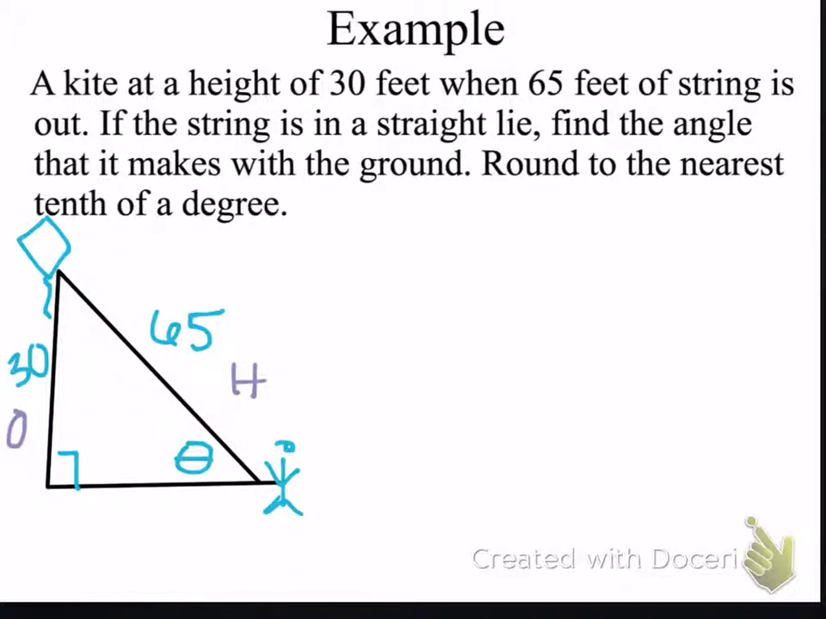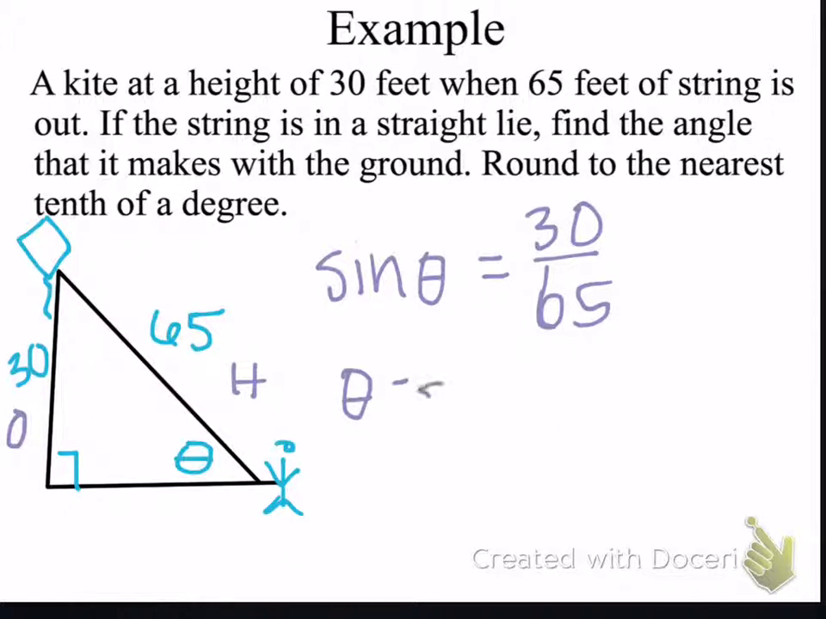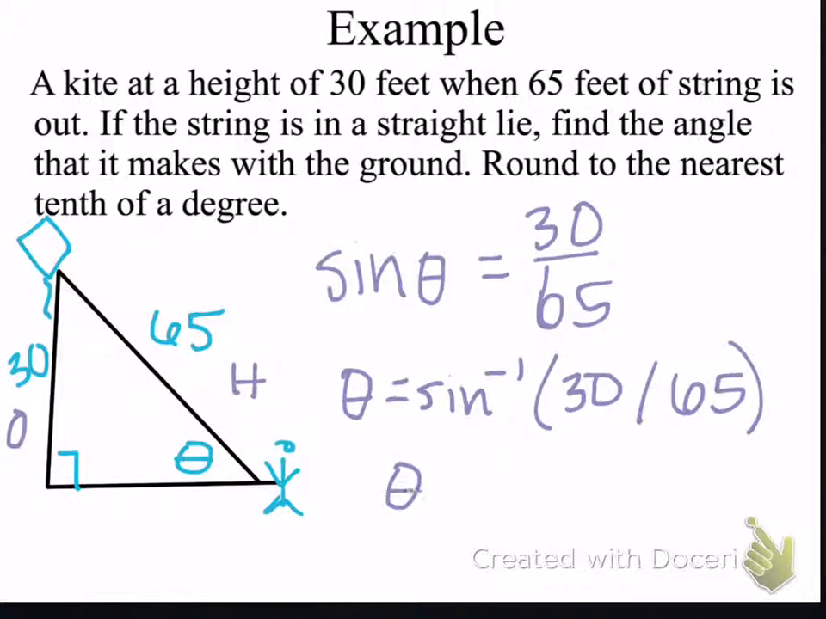So the trig function that we use is sine. So sine of theta equals 30 over 65. This is where we have to use the inverse of sine to determine the answer. So what we would type in our calculator is sine inverse of 30 divided by 65. And again, you need to make sure you're in degrees for this calculation. So we get 27.4. It says round to the nearest degree, so 27 degrees would be our degree that it makes with the ground.